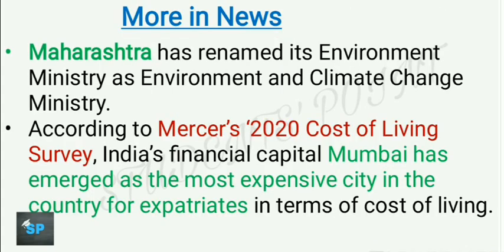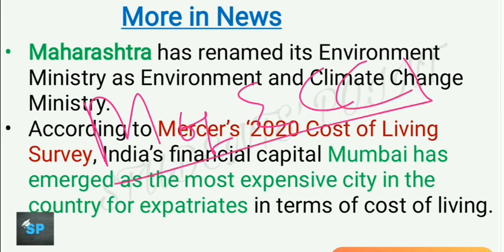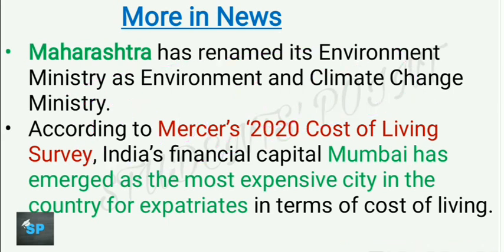Now let's see some more points which were in the news. Maharashtra has renamed its Environment Ministry as Environment and Climate Change Ministry after it faced the Nisarga cyclone. So remember that it is the state of Maharashtra which has decided to change the name of its Environment Ministry to Environment and Climate Change Ministry. At the central level as well, we have the Ministry of Environment and Climate Change. So it has taken the name likewise.